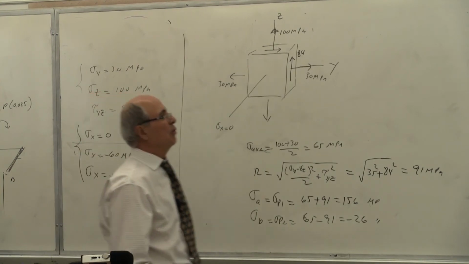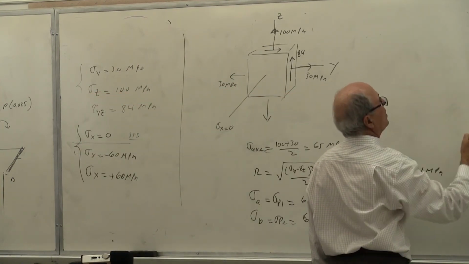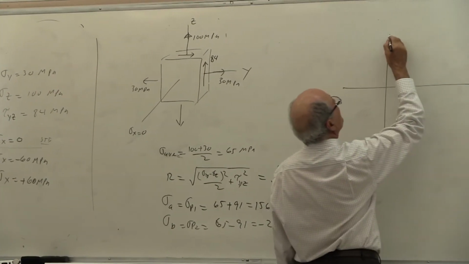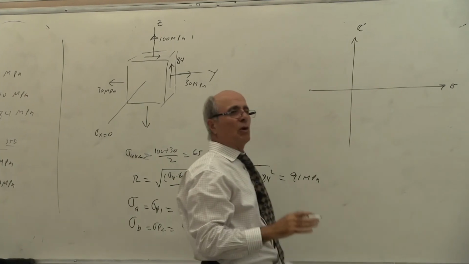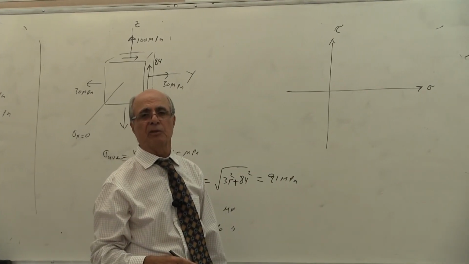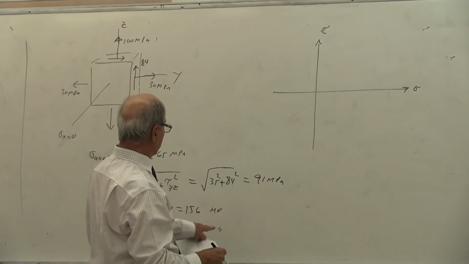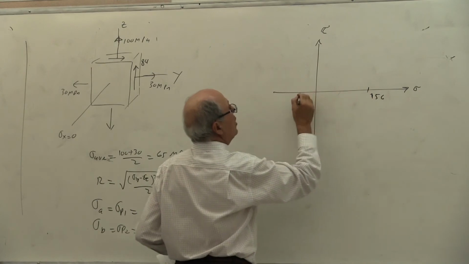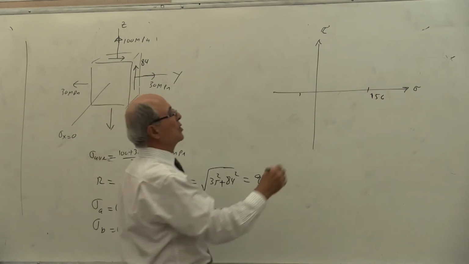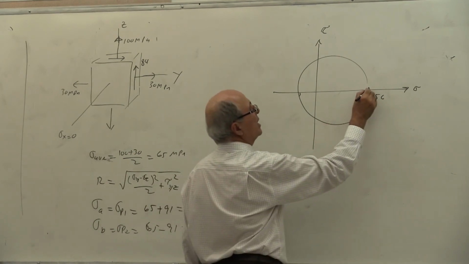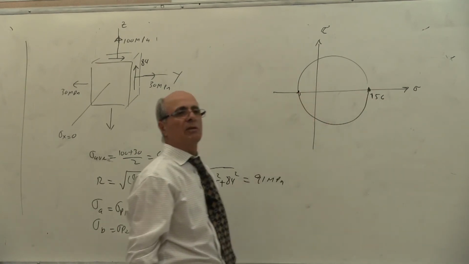Yes? So what you are saying is this, my friend. This is sigma, this is tau. You don't care about all the principles. All you need is your three circles, yes or no? One circle is between 156 and minus something. So that is your original circle, yes or no? 100, that's A and that's B, yes or no?